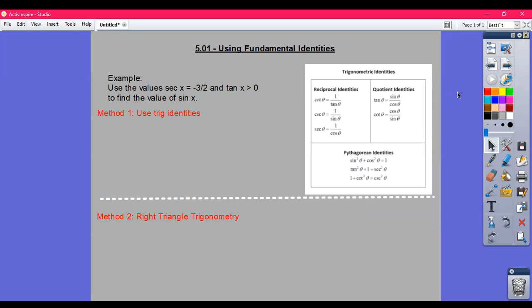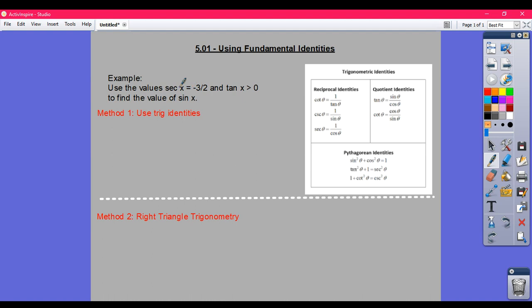Guys, so we're going to start off using fundamental identities or trig identities. One of the questions you'll note in 501, they give you a trig function. They tell you another function is either greater than zero, which is positive, or less than zero, which means negative. And they ask you to find another trig function. So there are two methods to solving this problem. You can either use your trig identities or right triangle trig, completely up to you.